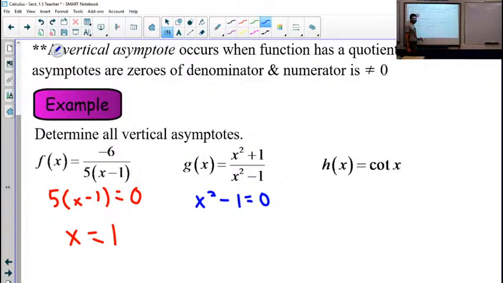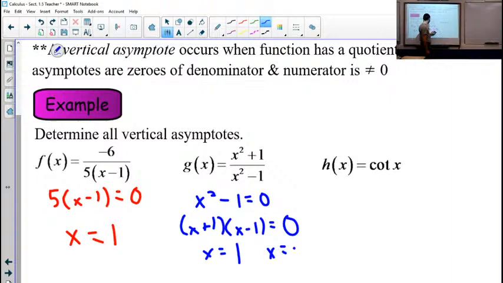x squared minus 1 equals 0. Well, where is it? So there are two of them here. x equals what? Plus or minus 1. Which I'll write out separately so that we can easily see that there are two different vertical asymptotes.